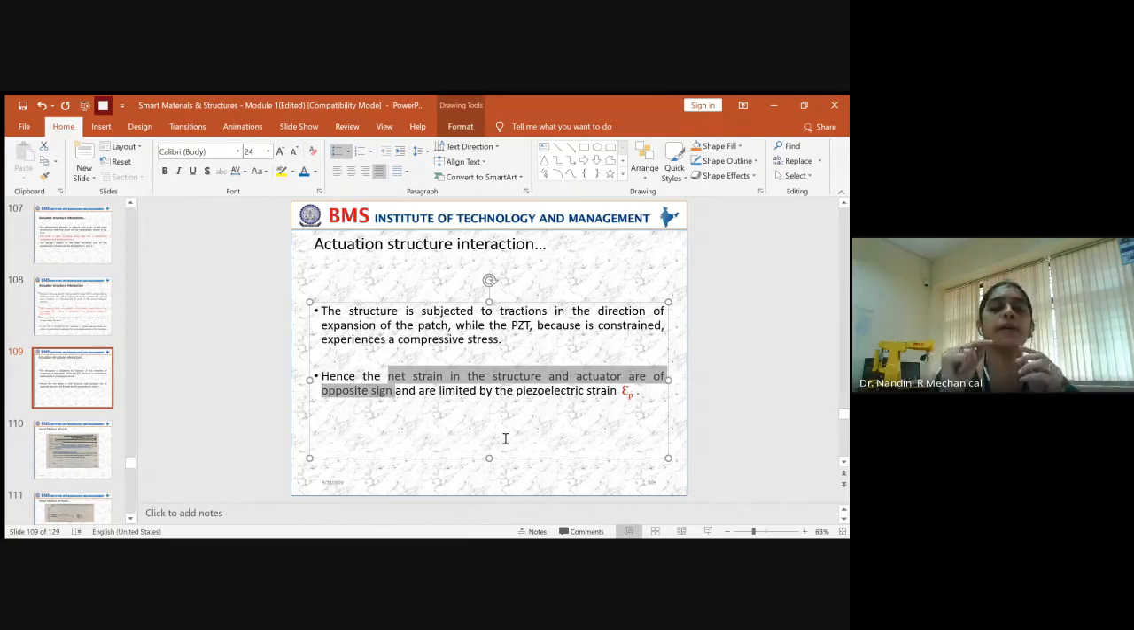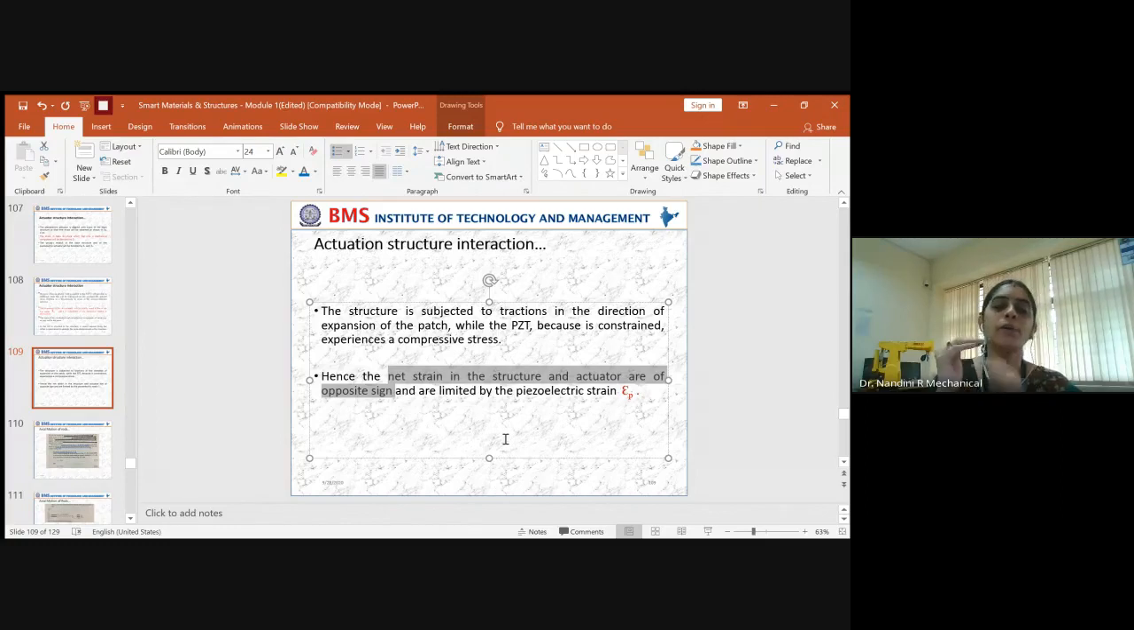This happens in a good piezoelectric material because it will be able to respond with large deformation for a small amount of voltage. If it has a very small deformation for a large amount of voltage applied, then the traction induced in the structure will be very less. So in that case, you won't have any opposite sign here because the amount of traction generated is very less and negligible.